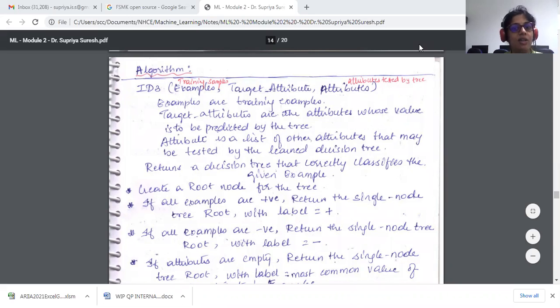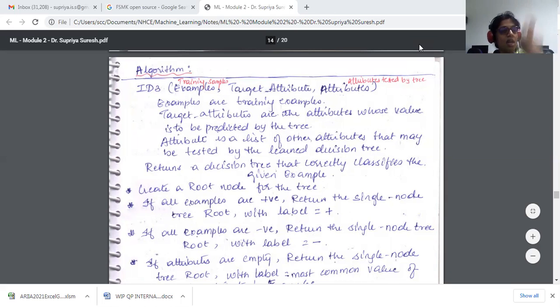Once we calculate the entropy, next we calculate the average information of each and every attribute in the given table. In the example that we saw, we had outlook, humidity, windy, and temperature. All four attributes separately, we calculate their average information. So that average information is calculated by considering each and every attribute.